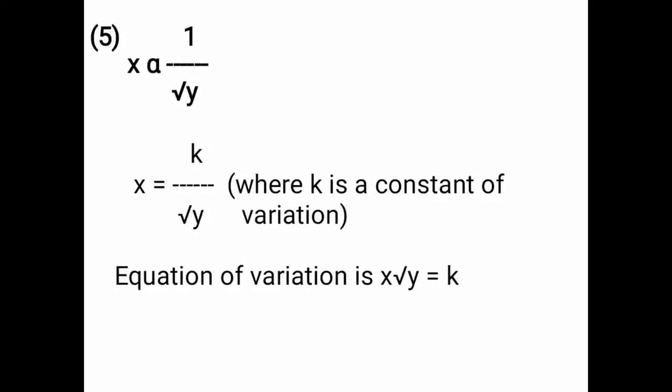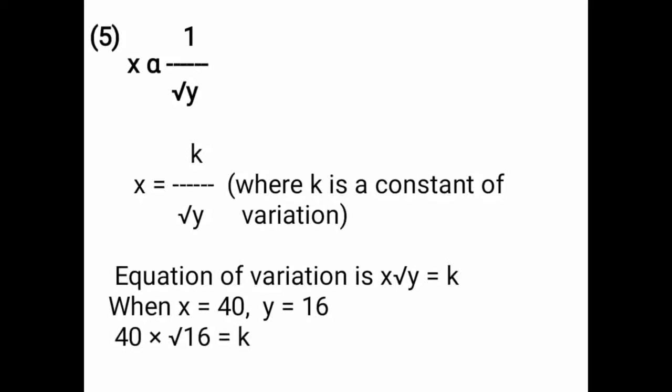Now the values that are given, x and y, write that. When x is equal to 40, y is equal to 16, 40 into square root of 16 is equal to k. I have done a cross multiplication. How much is the x value and y value given? From that I have taken 40 into square root of 16. The equation of variation that I wrote here, you can write in this way.